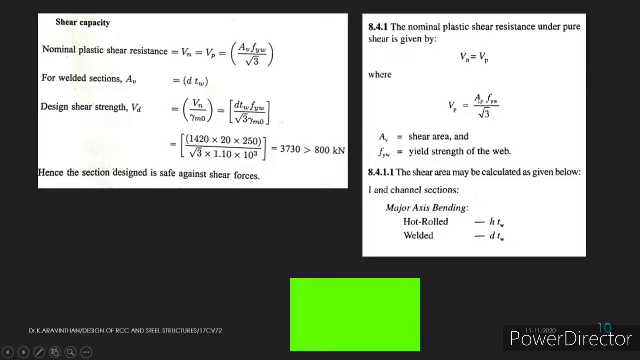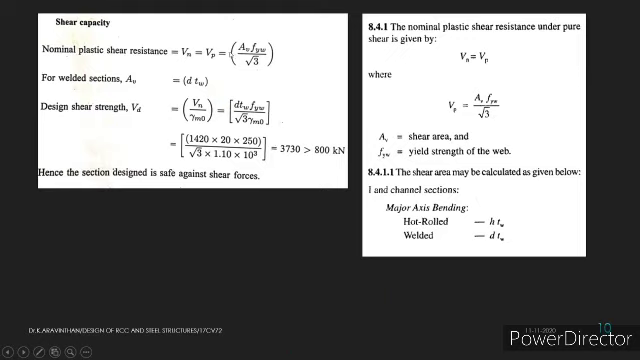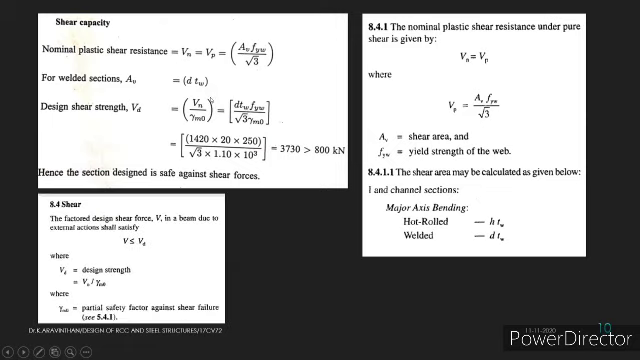We know the area of shear will be given by the next clause. The area of shear may be calculated as given below for I and channel sections. Right now we are designing an I section, a welded section. Hence we can take depth times thickness of the web, d into tw, as the Av. Instead of Av we can substitute d into tw. This is another condition for shear.